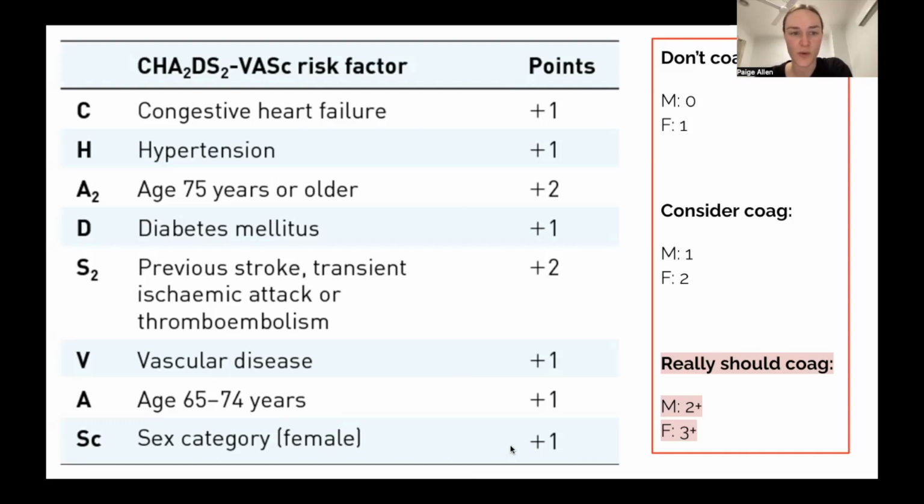So you have all your different points here, and then here's what you can actually interpret them as. If it's a male person with 0 points, or a female person with 1 point, then you do not anticoagulate them. I should say anticoag instead of coag, sorry. So you consider anticoags for someone that's a man with a score of 1 or a female with a score of 2. And then you definitely should anticoagulate them if it's over 2 in a man or over 2 in a female. Great.